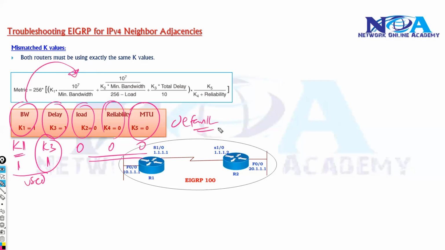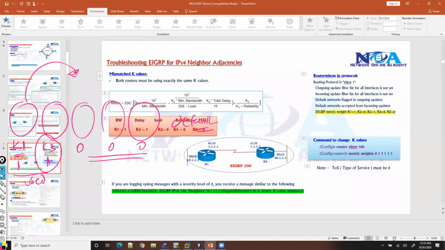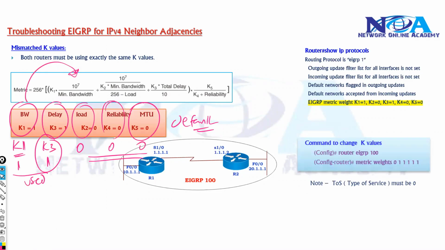By default, these are the default values, and in case you want, you can change these values. So what we can do, as per this default configuration, is use something like show IP protocols. Here you can see show IP protocols will show you the default K values, and the default metric weight will be the same as what you can see here. So if I want, I can change these K values.